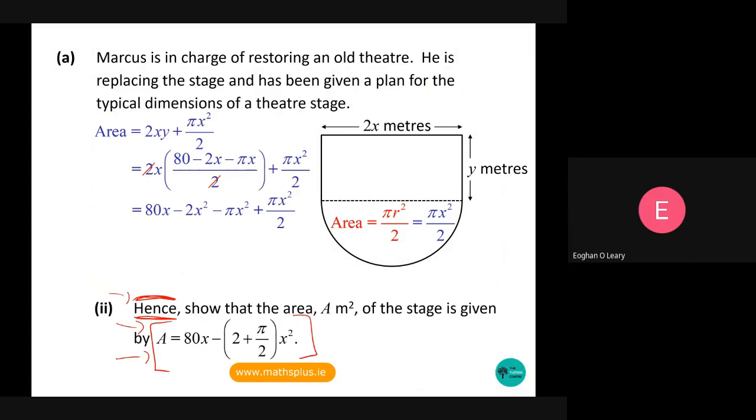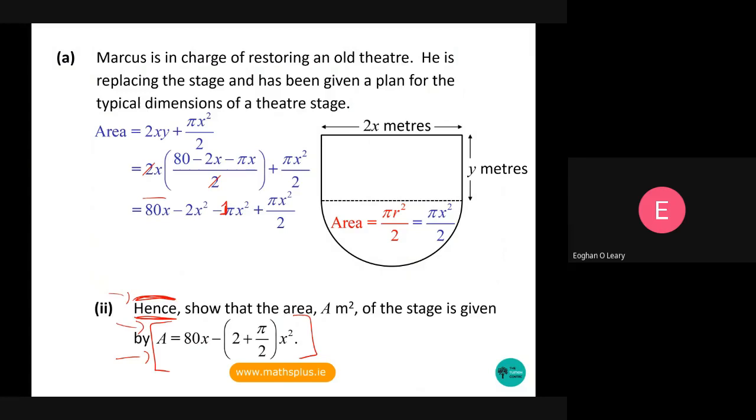So again, you're looking down at your answer. You're saying, okay, the 80x is exactly how I want it. So that's not too bad. We just have to tidy up the rest of this bit. Okay, what do I have here? This little part here could throw a few people off, but you've got minus 1 pi x squared plus pi x squared over 2.